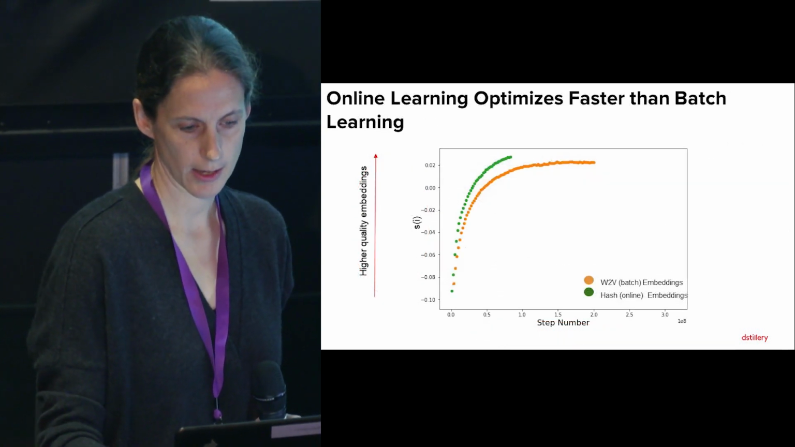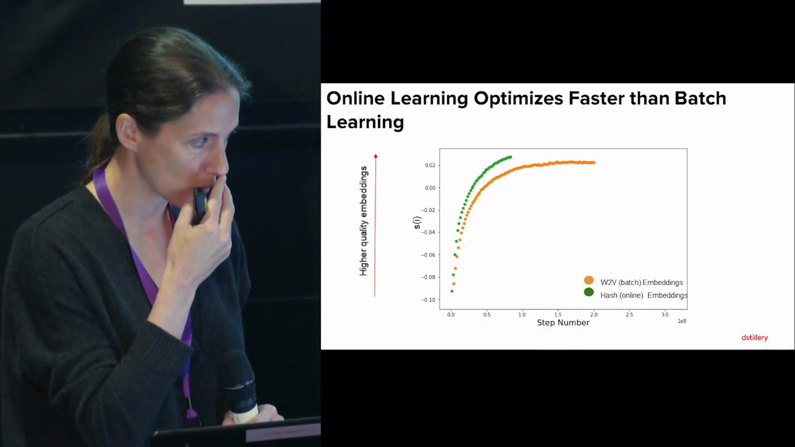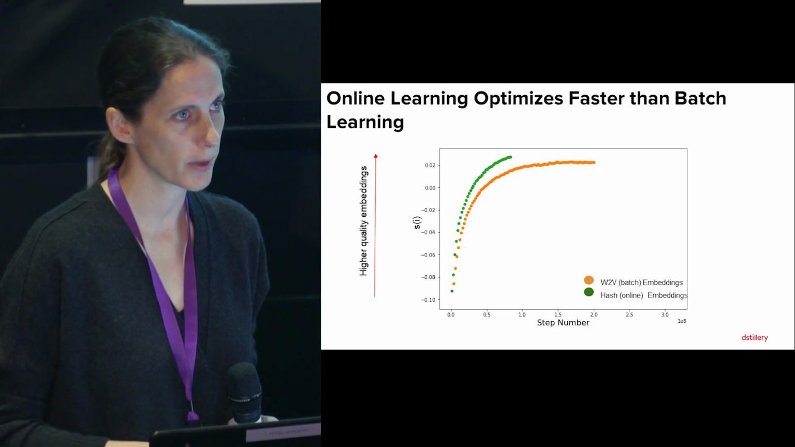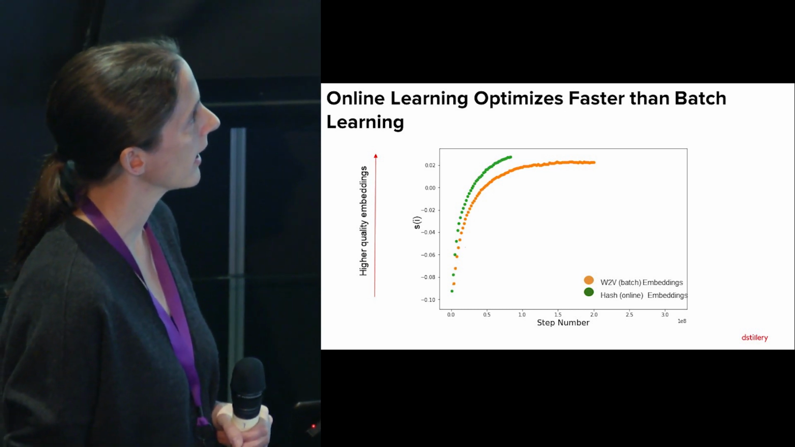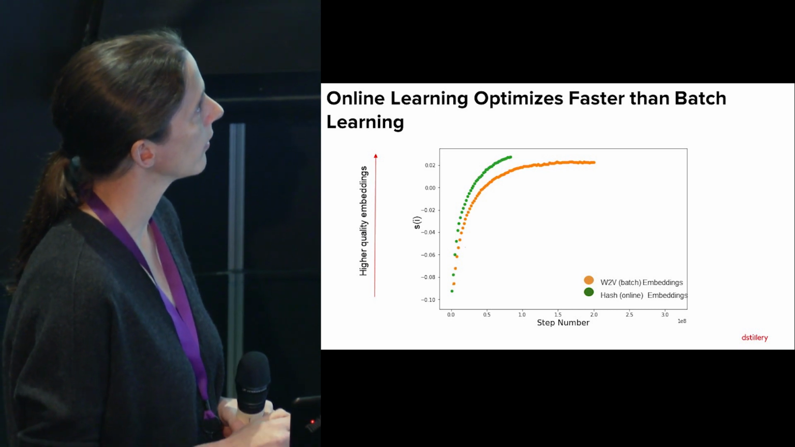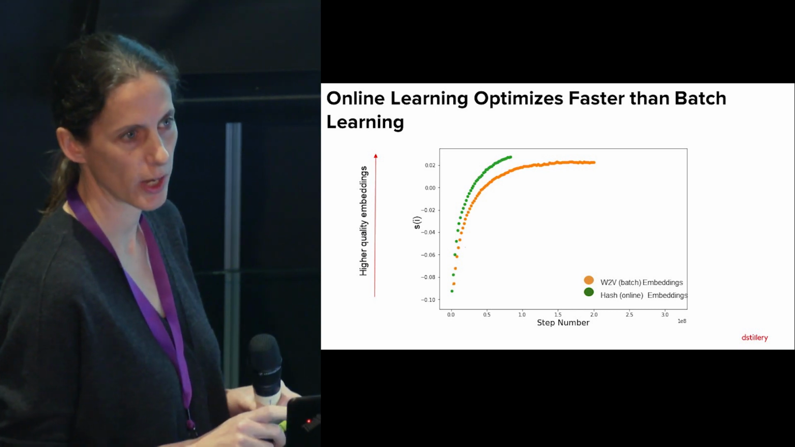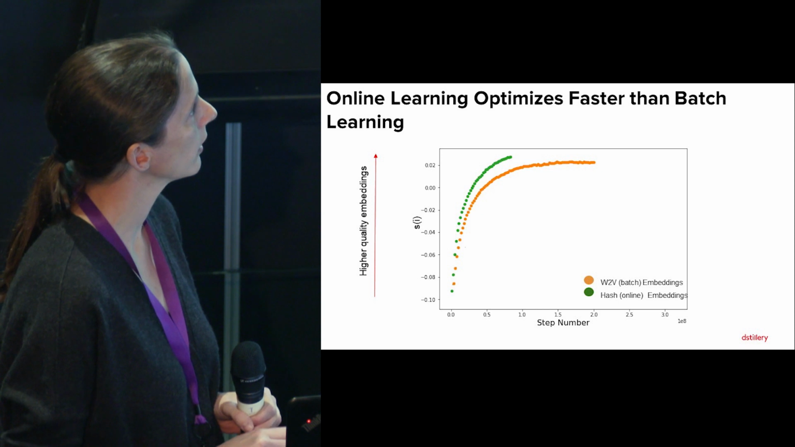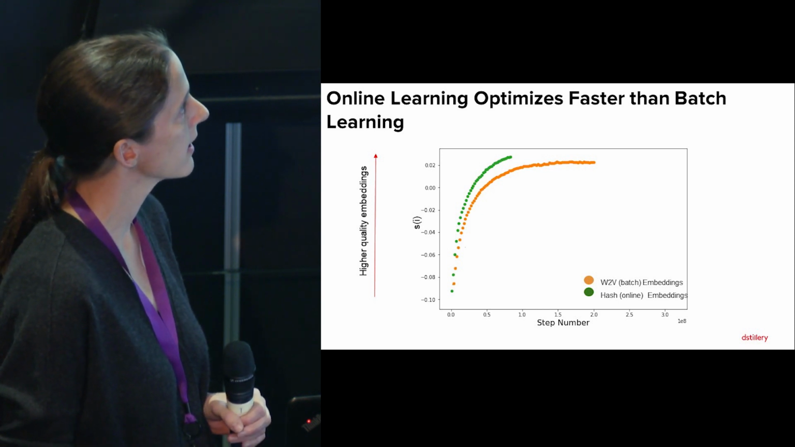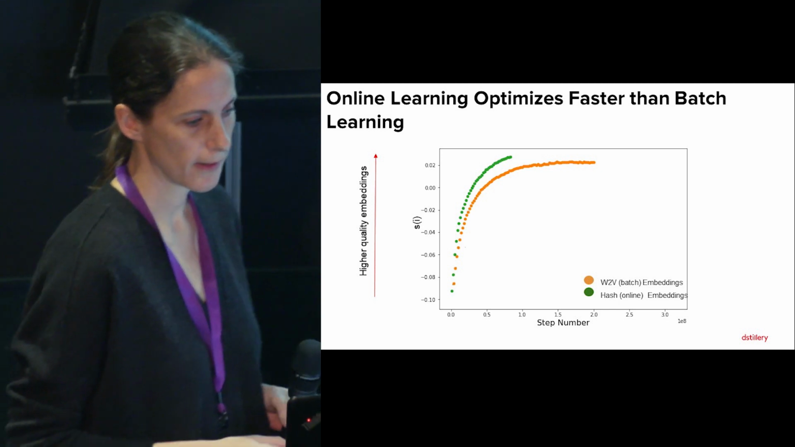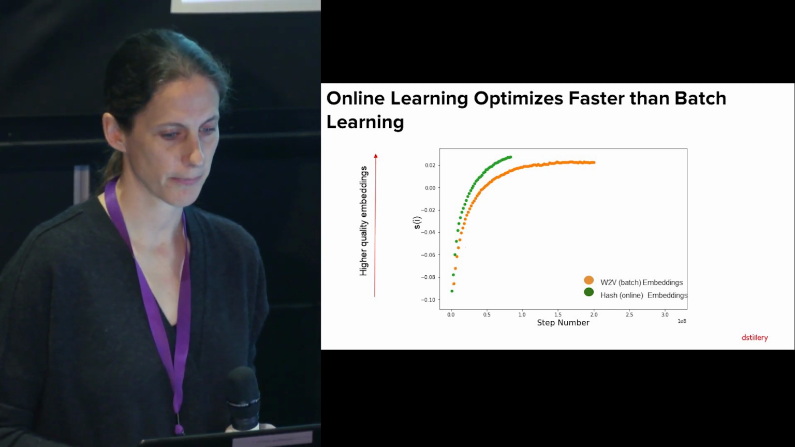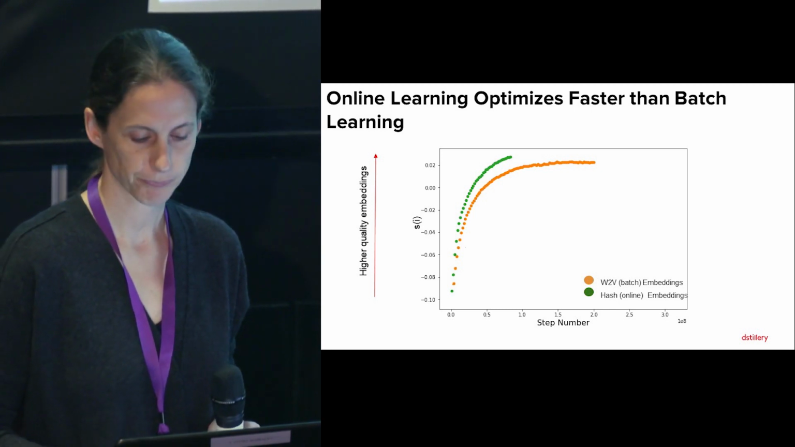So then I can use the silhouette score again to compare performance of embeddings trained online to performance of embeddings trained in batch. So in orange, we have our word2vec batch trained embeddings, and then in green, we have the hash online embeddings. They seem to train faster and perform equivalently. So that gave us confidence that this method works.